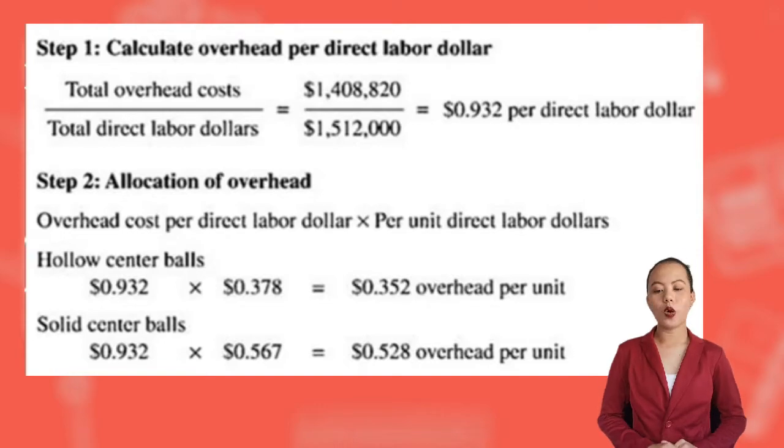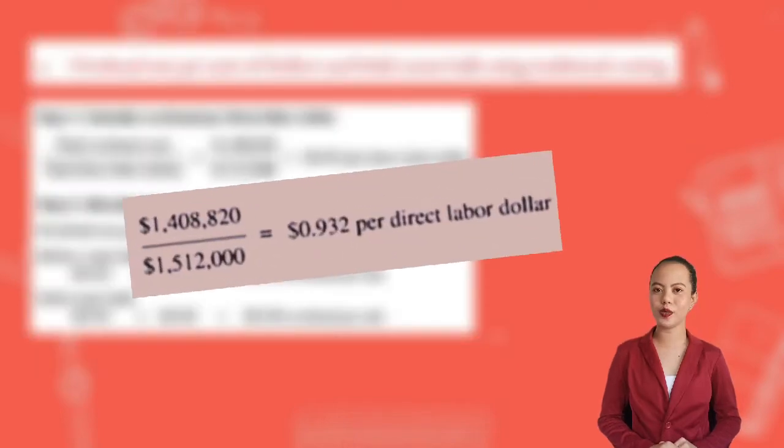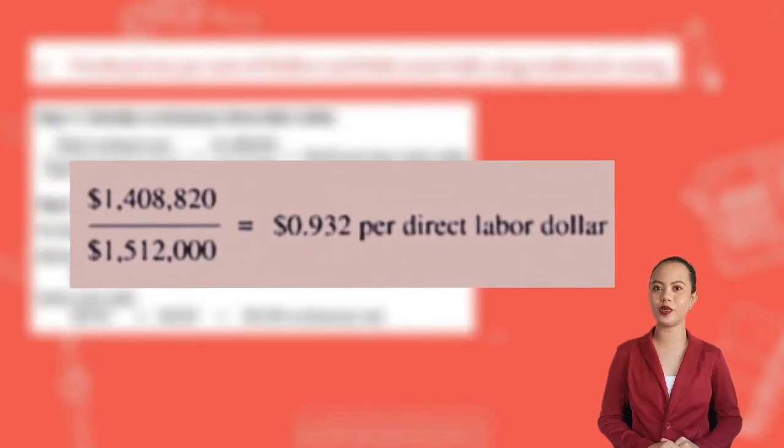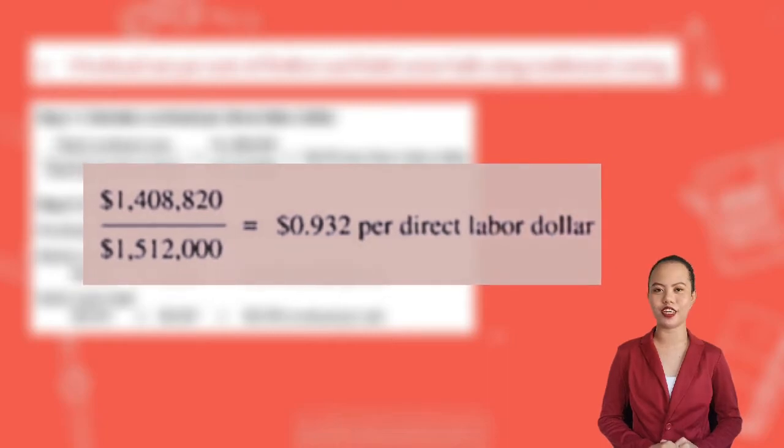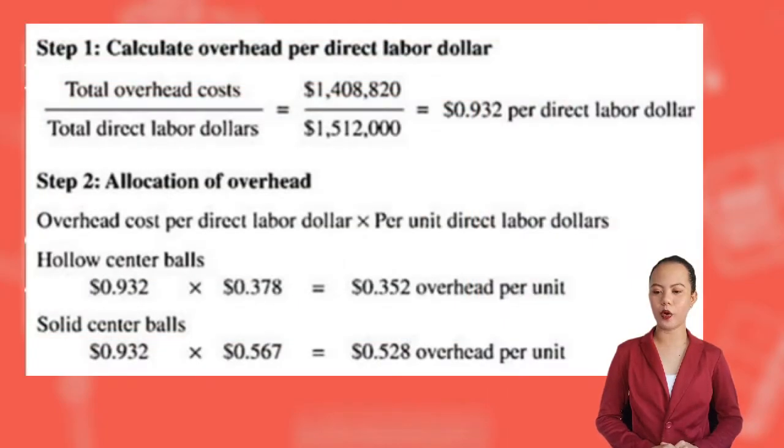So, $1,408,820 divided by $1,512,000 is equal to $0.932 per direct labor dollar. And that is our overhead cost per direct labor dollar.